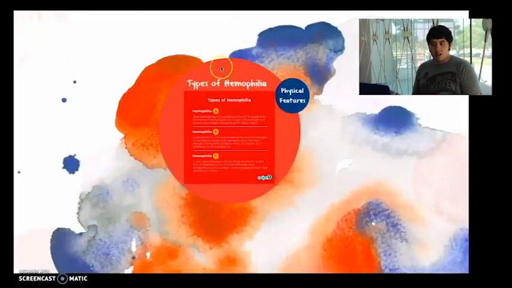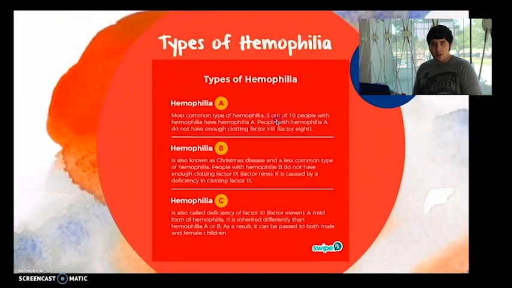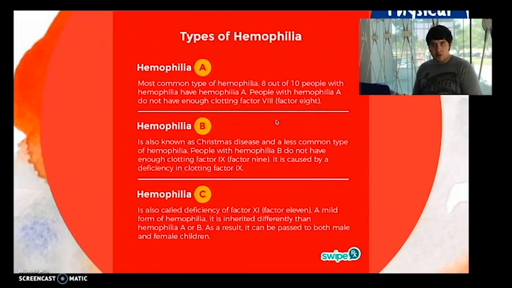Today I'm going to talk about 3 types of hemophilia that people are being diagnosed with. The first type of hemophilia I'm going to talk about is hemophilia A. Hemophilia A is the most common type of hemophilia. About 8 out of 10 people with hemophilia have hemophilia A. People with hemophilia A do not have enough clotting factor 8.